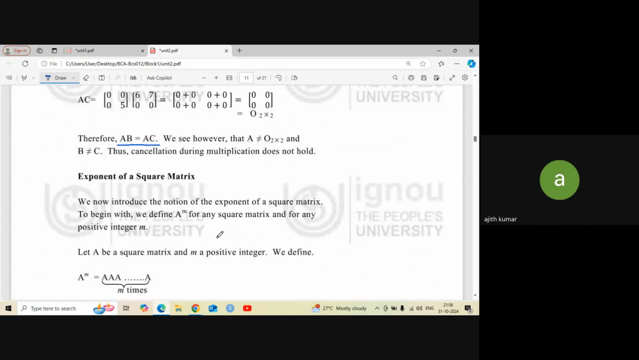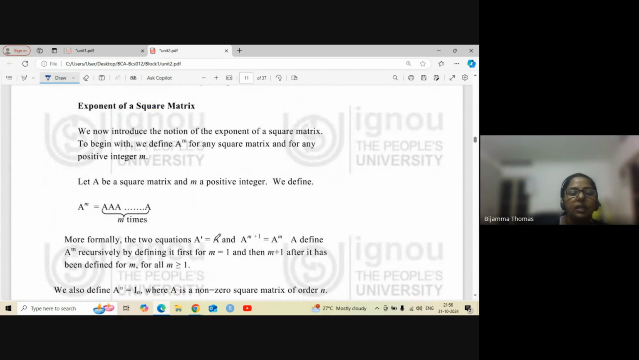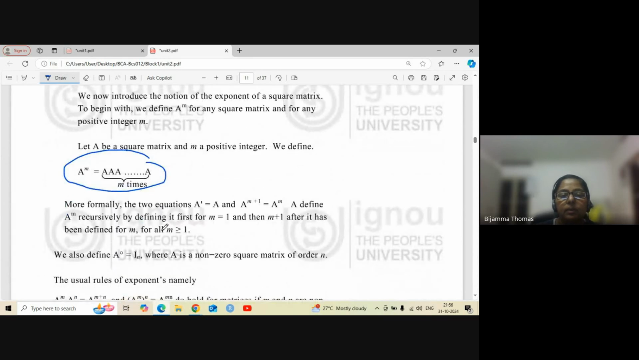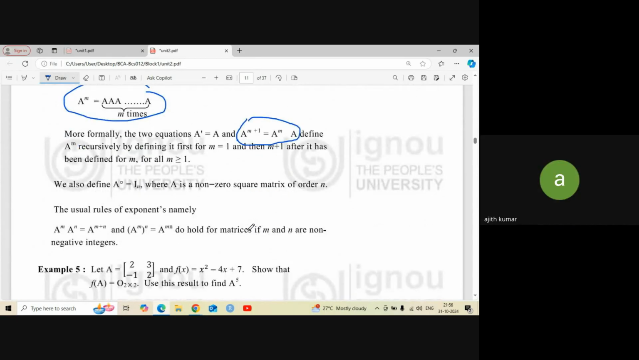Now come to the exponent of a square matrix. As in the scalar case, A power m will be equal to A multiplied m times. That is, A raised to m plus 1 will be equal to A power m into A.